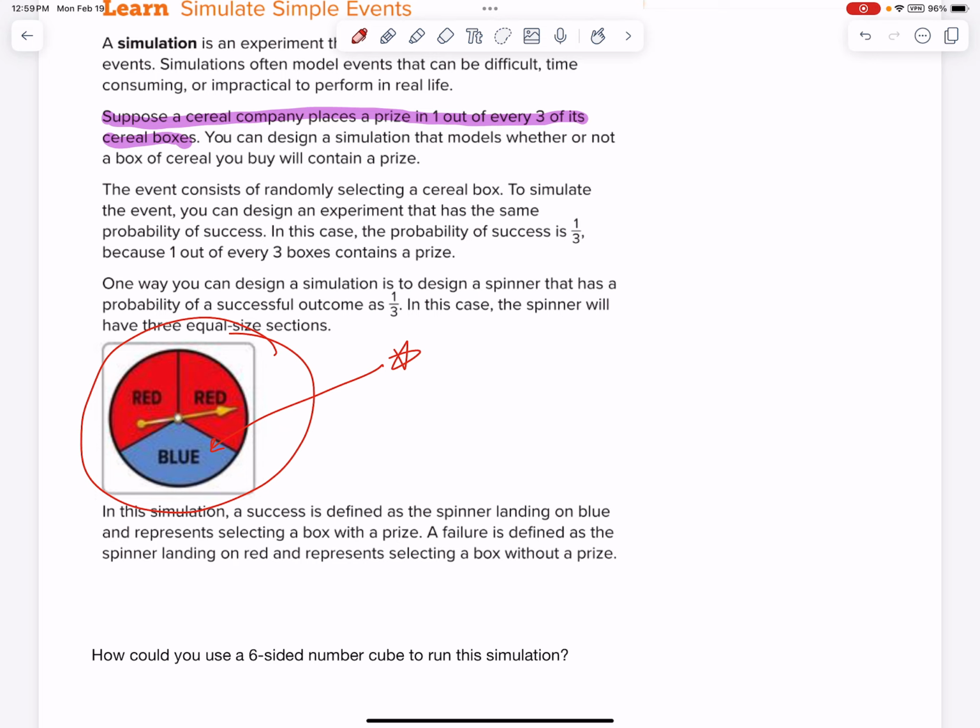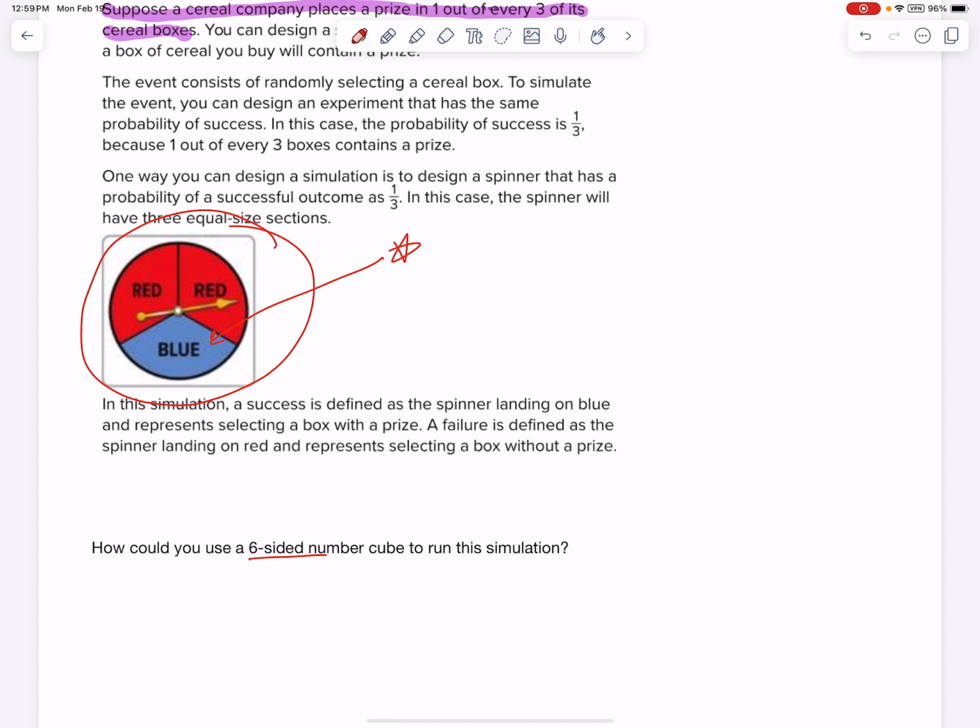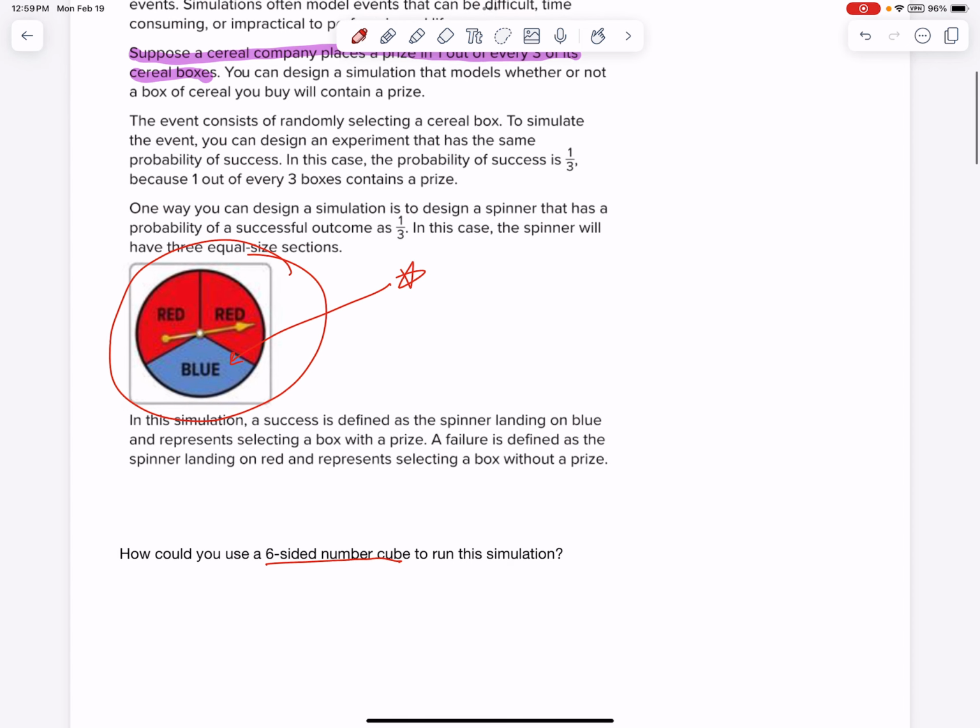So another question though, let's say you don't have a spinner and all you have is a 6-sided number cube. How could you use that 6-sided number cube to still run a simulation on this event? Okay, so think about it. A number cube has 6, it doesn't have 3. So what could you do? Pause, think about that, and then we can write something down.